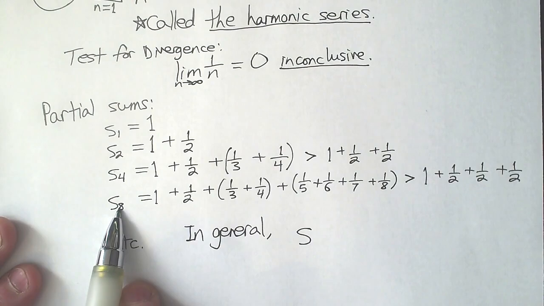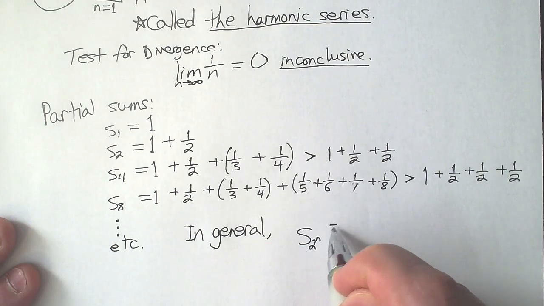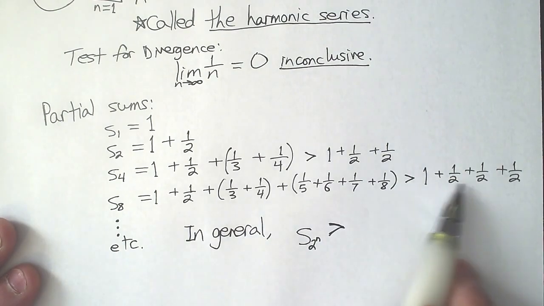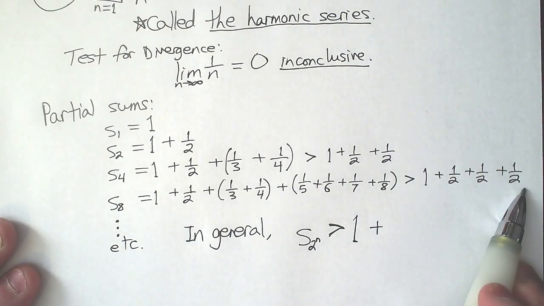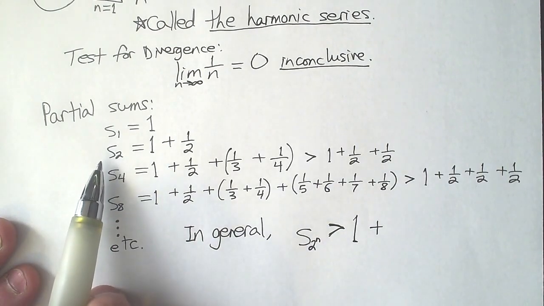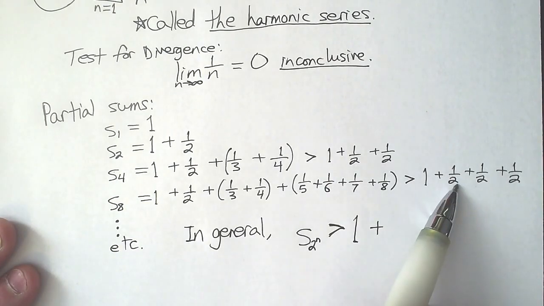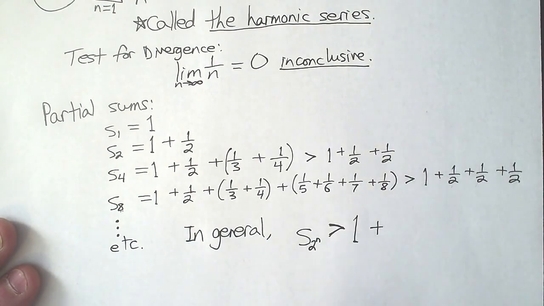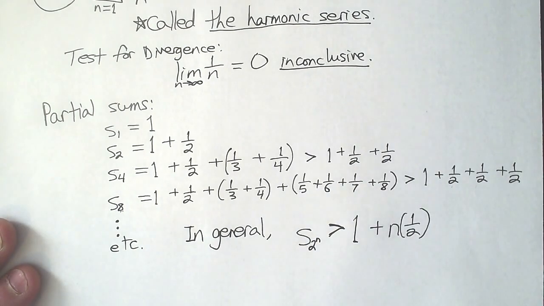S, I want to say a power of 2, so let me say 2 to the n, is greater than 1 plus a bunch of copies of 1/2. Now, how many 1/2s are there? Here there was a 1/2, here there were 2 of them, here there were 3 of them. Notice that 8 is 2 to the 3, and there were 3 of them. I could say there are n copies of 1/2.